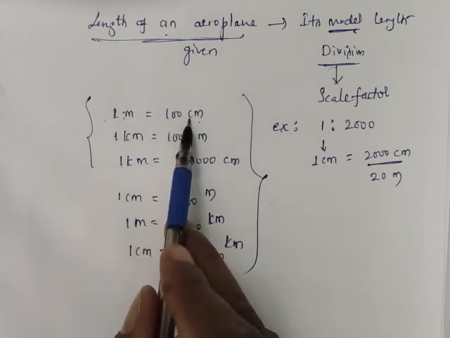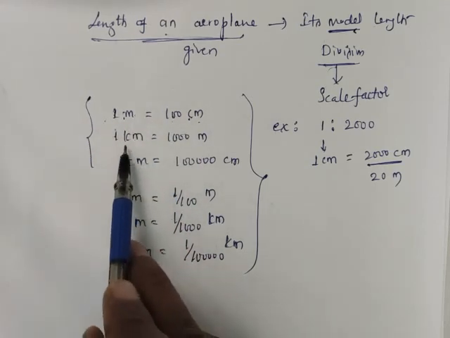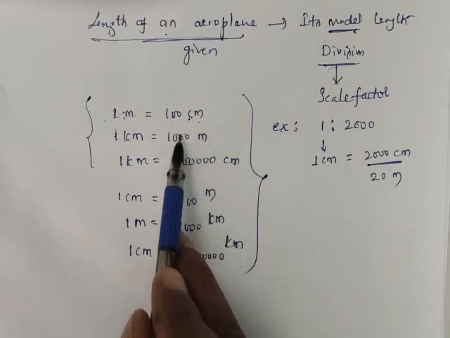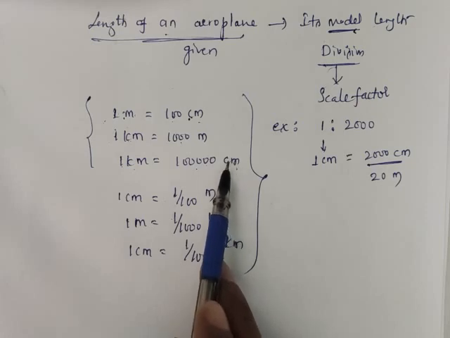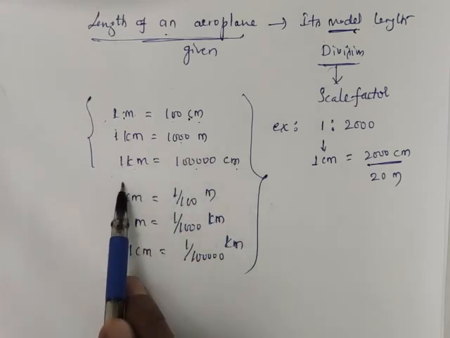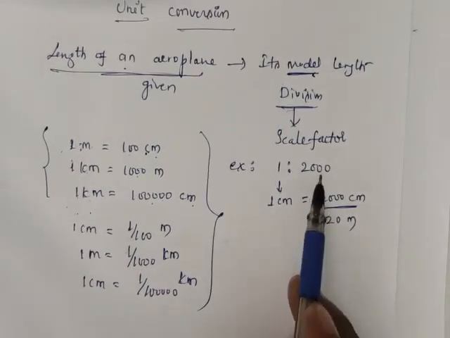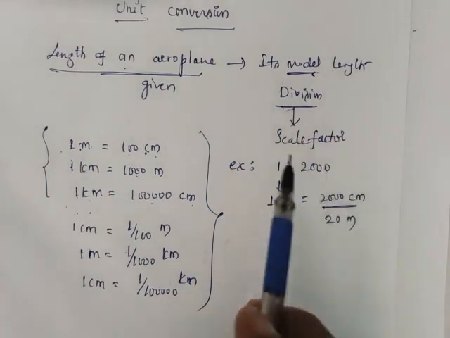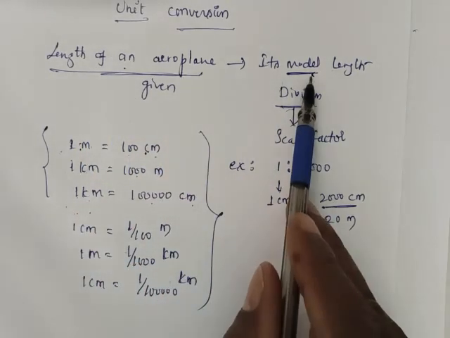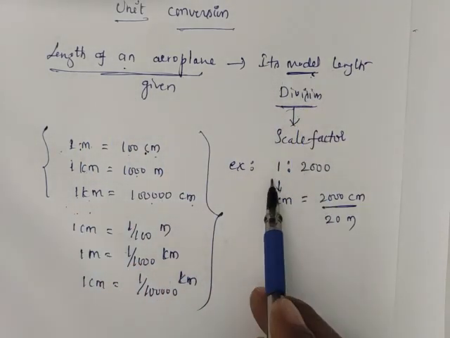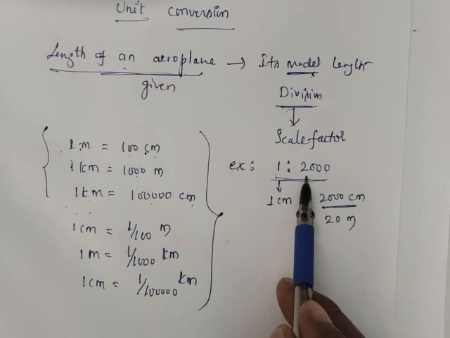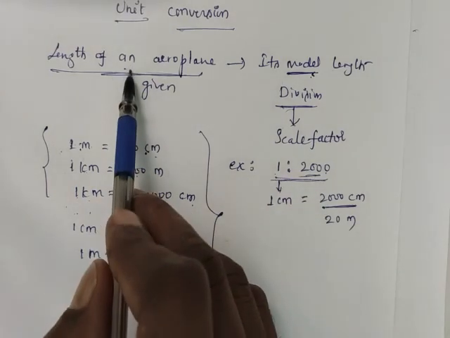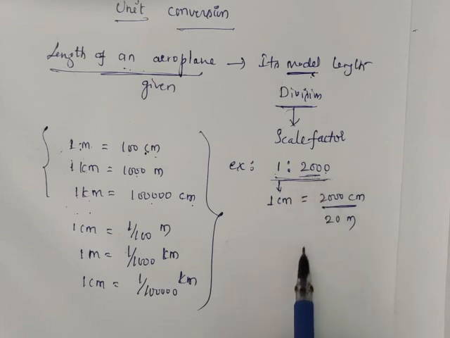1 meter equals 100 centimeters, so every centimeter equals 1 by 100 meter. 1 kilometer equals 1000 meters, so 1 meter equals 1 by 1000 kilometer. 1 kilometer equals 10 to the power of 5 centimeters, so 1 centimeter equals 1 by 10 to the power of 5 kilometer, with division or multiplication. If the real length is given and you want to find the model, divide by the scale factor. They will give 1:2000, and you divide by 2000. So the real length that is given, divided by 2000, gives you the model length.